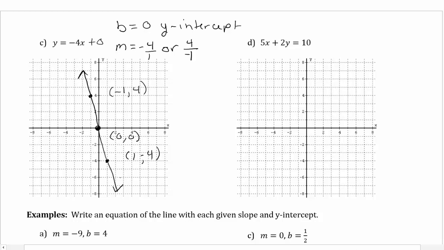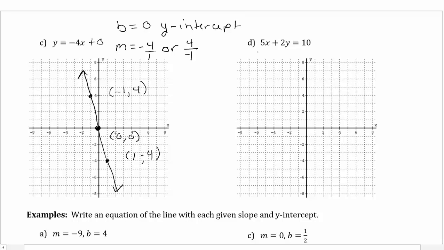In our next example, we have 5x plus 2y equals 10. So when I have a line in this form, I would typically just plot the intercepts instead of rewriting it. But this section is kind of about using the y-intercept and the slope to graph, so we'll go ahead and rewrite the equation. So we want to rewrite this so that we have it in the form y equals, and so we want to solve this equation for y.